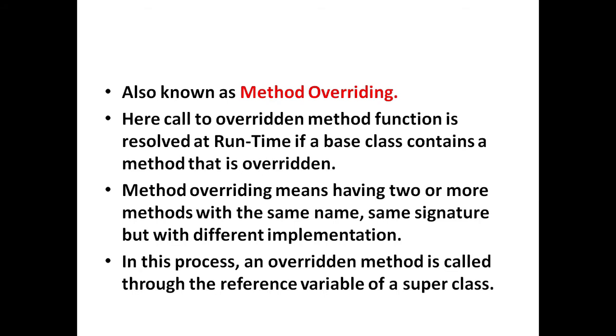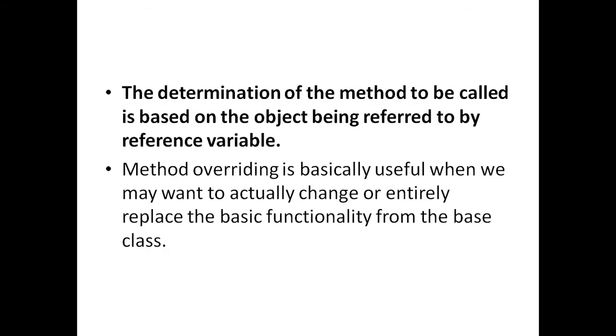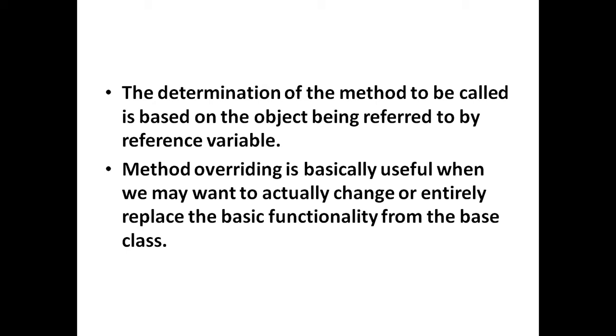In this process, an overridden method is called through the reference variable of a superclass. The determination of the method to be called is based on the object being referred to by the reference variable. Method overriding is basically useful when we want to change or entirely replace the basic functionality from the base class.